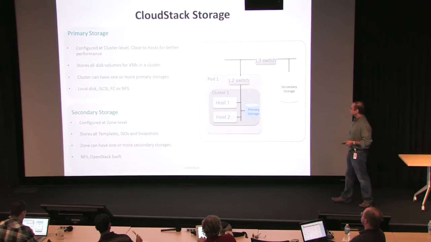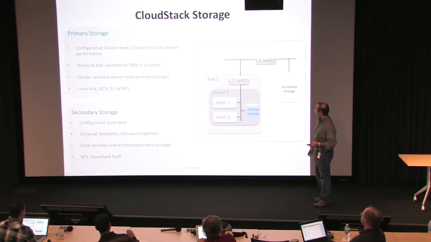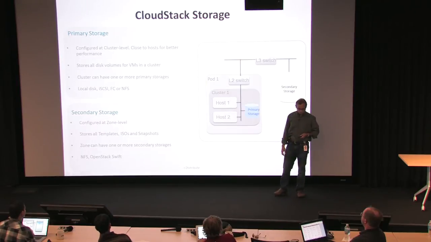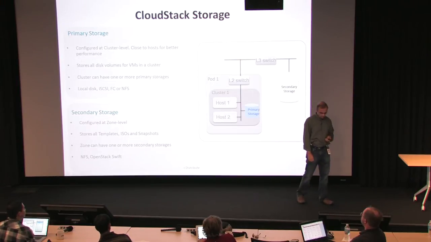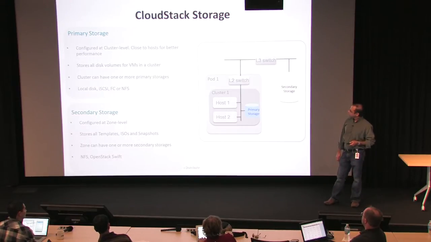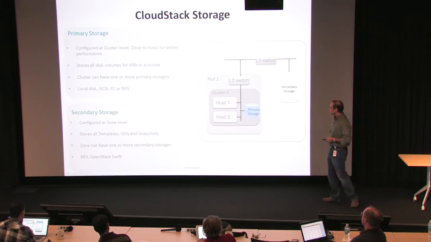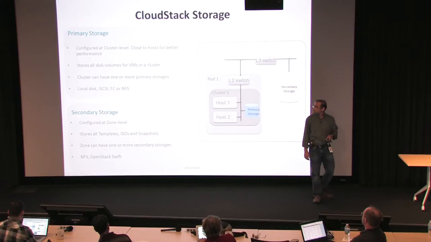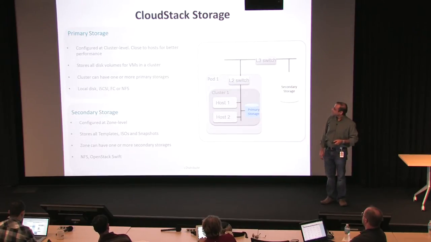We had a discussion earlier about primary storage. The primary storage is shared storage for a cluster, primarily so that you can boot quickly. You can also do snapshots and migrate VMs between hosts. And we allow you to specify a storage network so that the hypervisors have speedy access to the storage server.